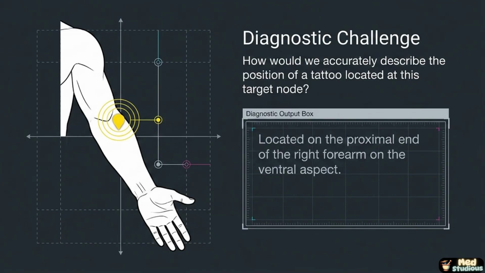Let's break that down. Proximal means closer to the point of attachment, in this case, closer to the elbow. Ventral aspect refers to the palm-facing anterior surface of the forearm. This is how anatomical language eliminates all ambiguity. Vague descriptions like upper inner arm have no place in clinical documentation, but proximal ventral forearm tells every medical professional exactly where to look, instantly.